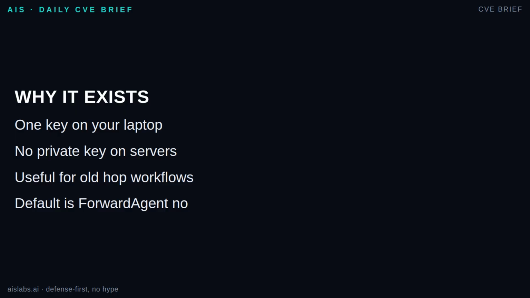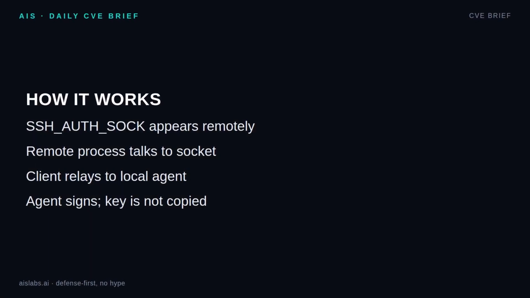In the old workflow, you SSH to a Bastion, then from that shell run SSH again to reach an internal machine. Without forwarding, the Bastion has no credential to present. With forwarding, the second SSH command can ask your local agent to sign. OpenSSH understands the risk, so the default is ForwardAgent no. If forwarding is active everywhere in your config, someone chose convenience over a safer design, often with a broad Host star block.